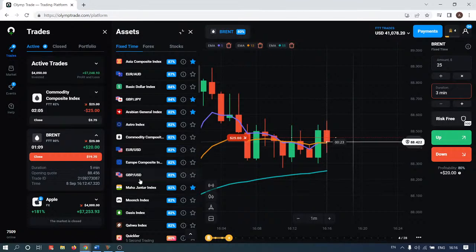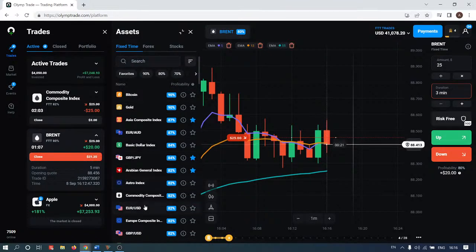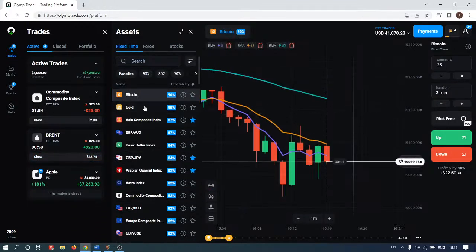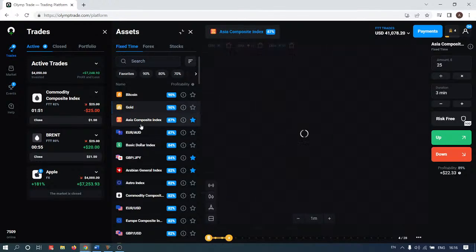For India, we have three assets, which are Mahajantar, Munch, and I think Astro, yes, the Astro index. So we have a few regional indices which are only available in certain countries or areas.